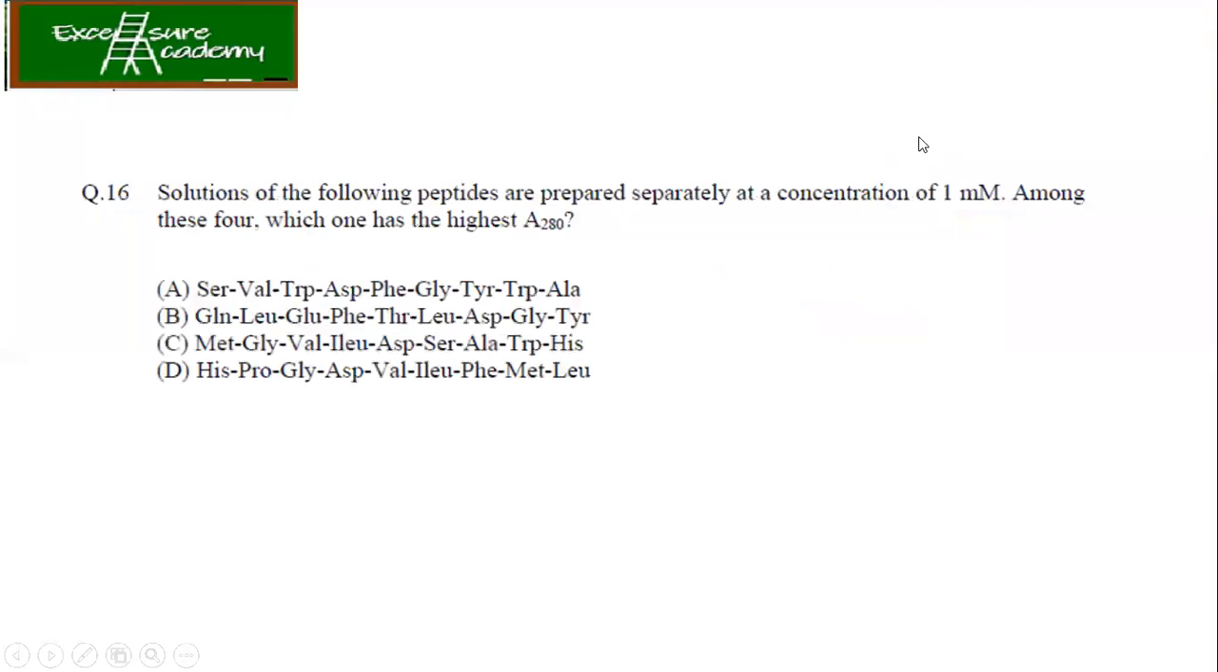Okay, moving on to the next. Solutions of the following peptides are prepared separately at a concentration of 1 millimolar. Among these four, which one has the highest A280? In this, it's very simple actually.